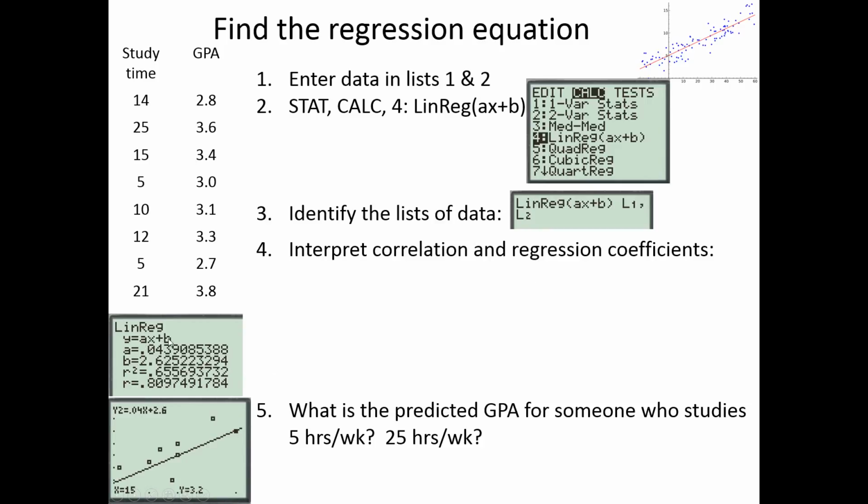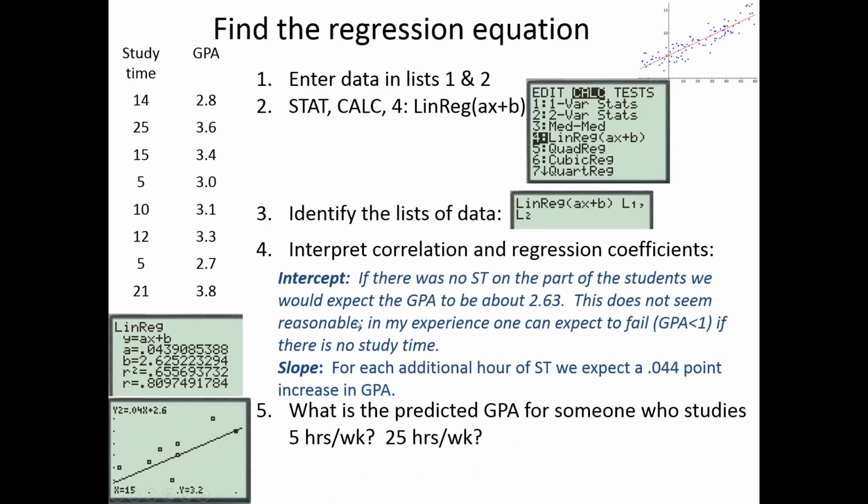Okay, we also need to interpret the regression coefficients. Now there are two regression coefficients: a slope and an intercept. The intercept here is approximately 2.6. So what does that mean? Well, I think I have this all ready for you in your notes. The intercept, if the x value was 0, in other words, if the study time were 0, we would expect the GPA to be about 2.63.